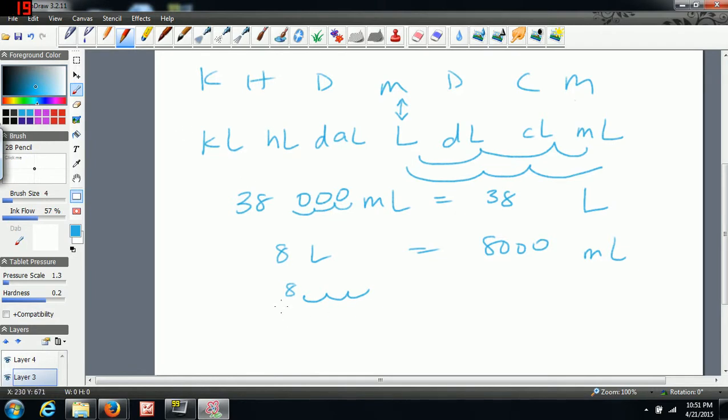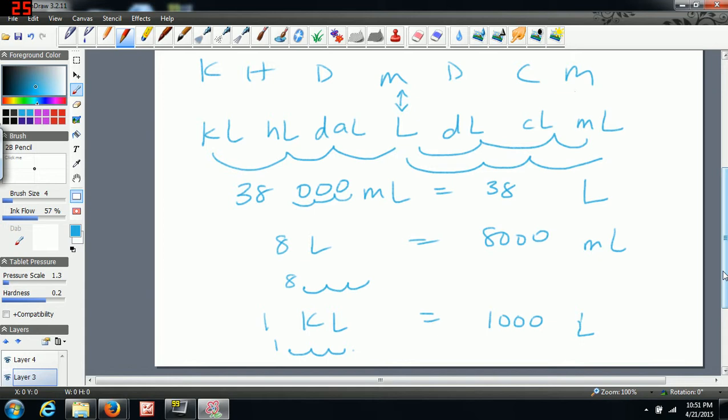Okay? Or say you had 1 kiloliter and you wanted to know how many liters that was. Well, you go 1, 2, 3 to get from kiloliters to liters. So you take the decimal at the end and move it over 3 units. So it would be equal to 1,000 liters. Okay, so that's how you would use that chart.